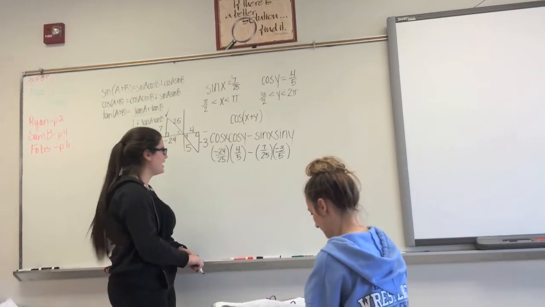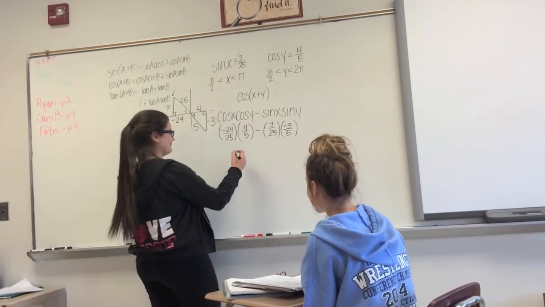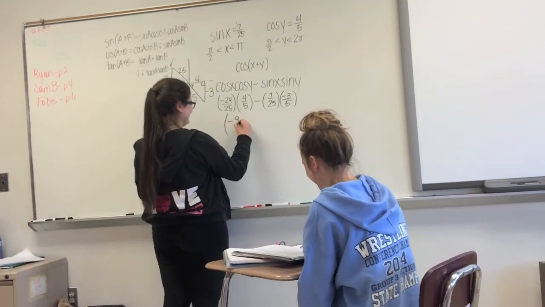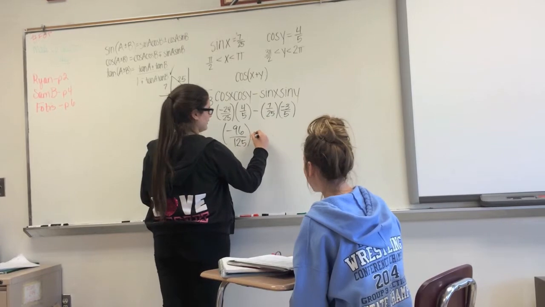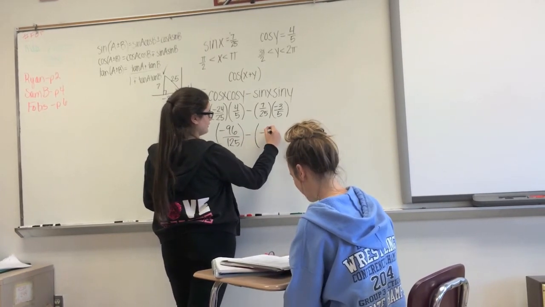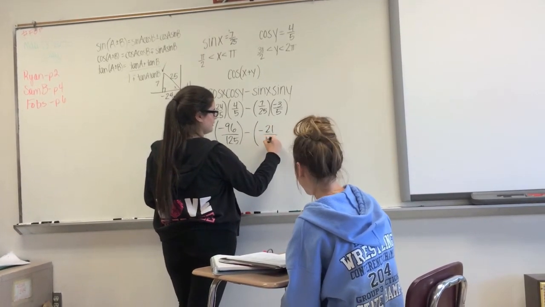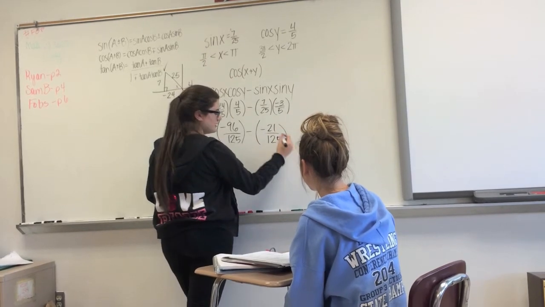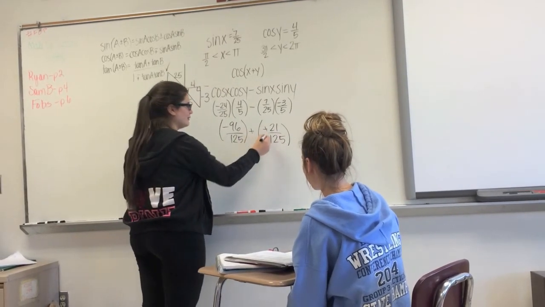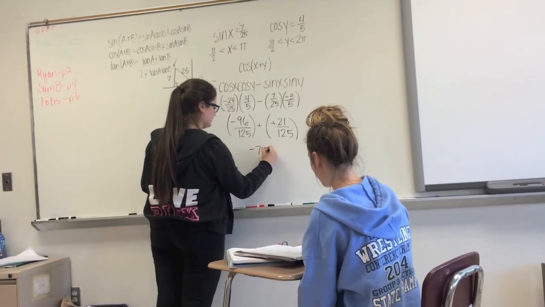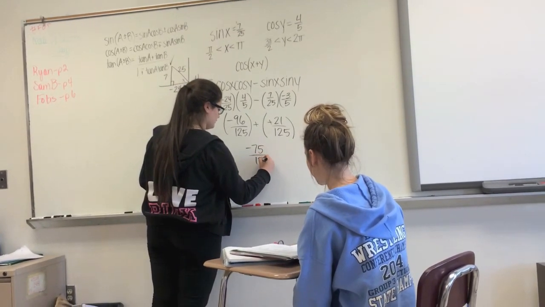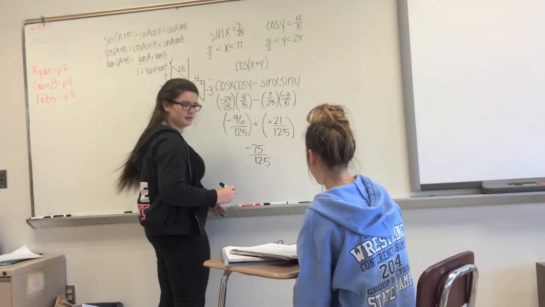Now we just multiply each: negative 96 divided by 125 minus negative 21 divided by 125. Since it's minus a negative, they become a plus, and this simplifies to negative 75 divided by 125, which can simplify to -3/5.